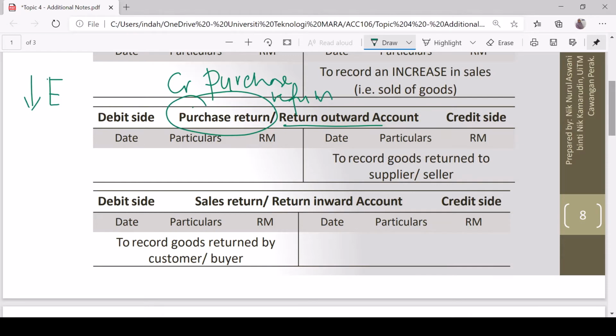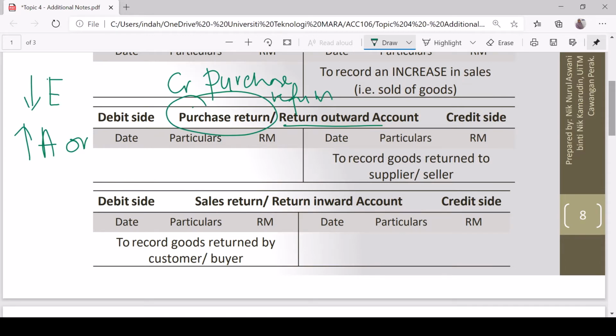Depending on how we purchased, if you purchased on a cash basis, when you return the goods you receive cash, so there will be an increase in assets. If you purchased on credit, you did not pay the money yet, so at that time you created a liability account called accounts payable.